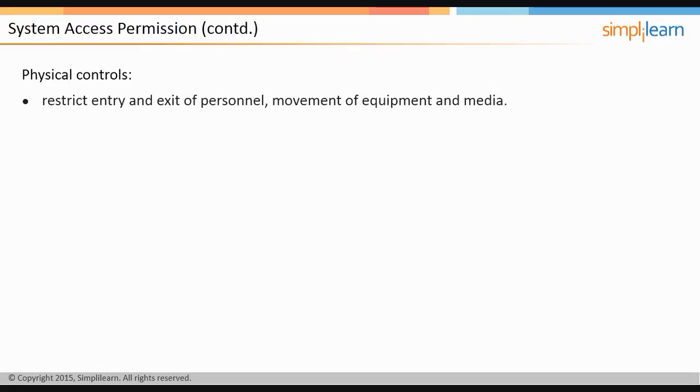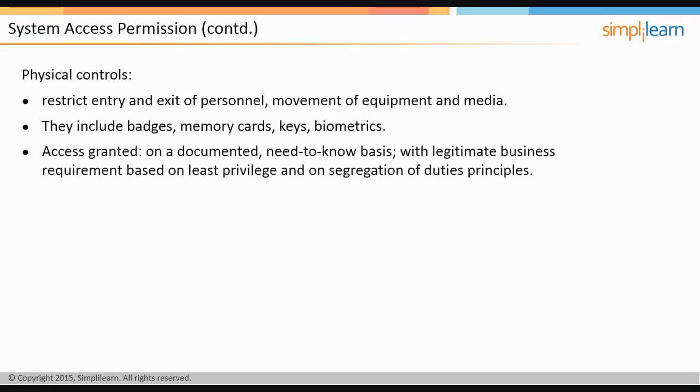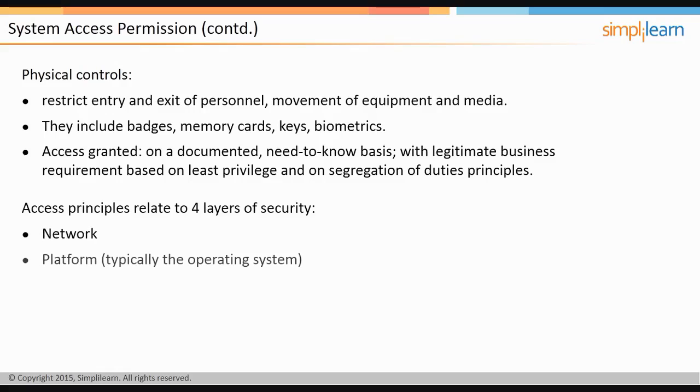Physical controls restrict entry and exit of personnel, and movement of equipment and media. They include badges, memory cards, keys, and biometrics. Access is granted on a documented need-to-know basis, with legitimate business requirement based on least privilege and on segregation of duties principles. Access principles relate to 4 layers of security, namely network, platform, typically the operating system, database, and application. In the next screen, we will learn about mandatory and discretionary access controls.